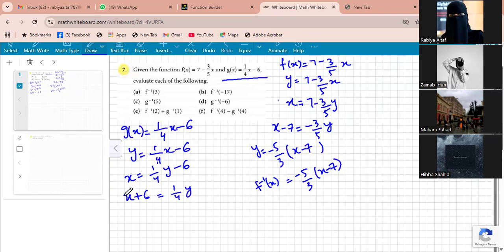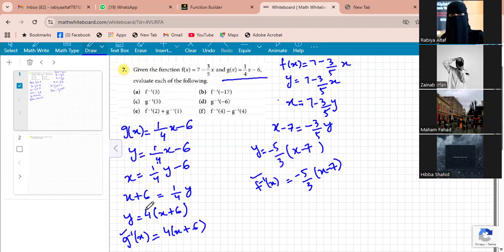Now, Hania, can you tell me the next step after shifting this 1 over 4? Yes, Hania. How will we multiply the 4? Yes, we need to multiply this whole bracket with 4. So this will be 4 multiplied by x plus 6. And the last step is we need to replace y with g inverse of x again. So this is our final answer of g inverse of x. We are done with f inverse. We are done with g inverse.